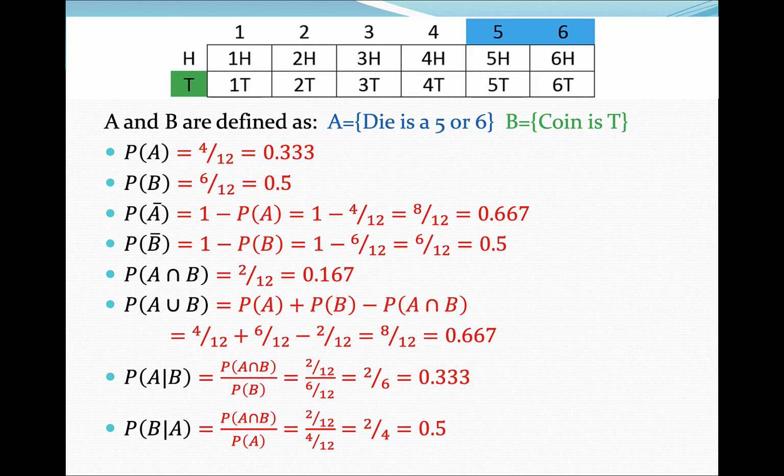So this one works very similar. You just take 2 over 12, which is your numerator, probability of A intersect B. The probability of A was 4 over 12. That gives you 2 over 4, which is 0.5.